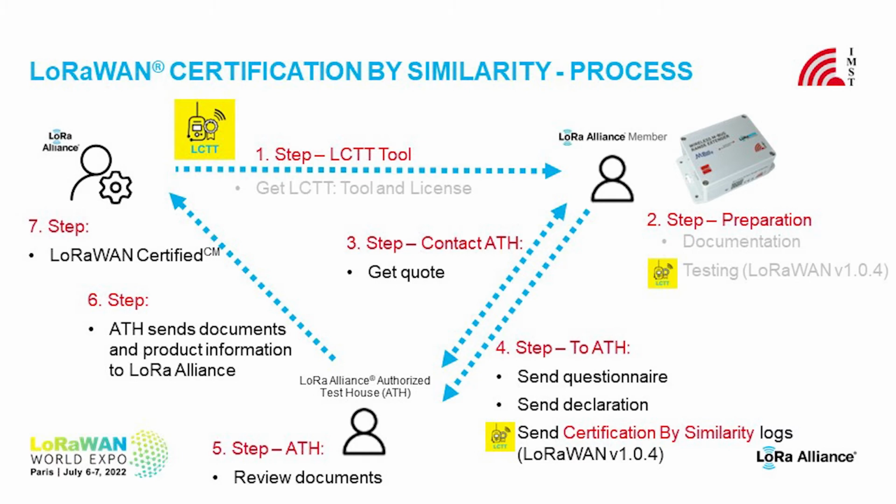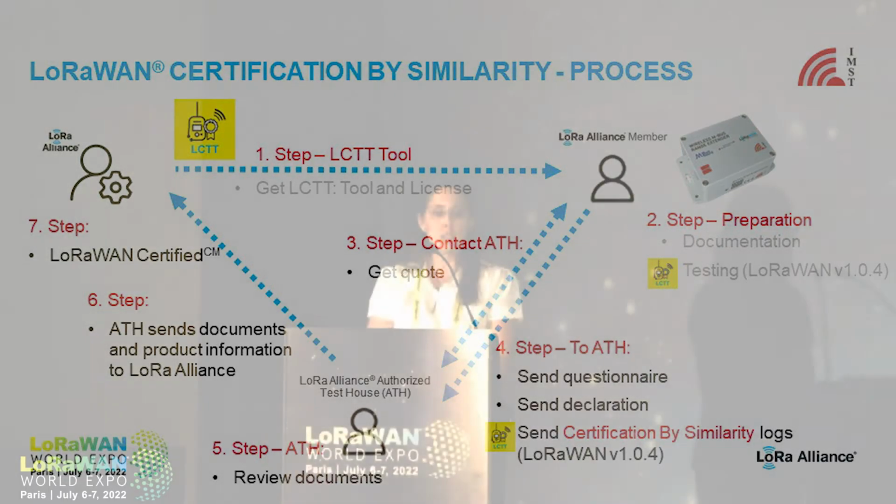So once this testing is available, the next steps are really similar to the other one. You must still contact an authorized test house to get the quote, send the questionnaire with a self-declaration that your product is based on a pre-certified device, and send the already generated logs. The authorized test house will review the whole documentation, send it to the LoRa Alliance, and you will also get the LoRaWAN certified.